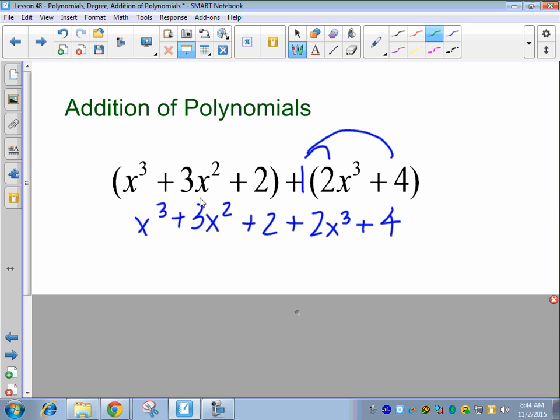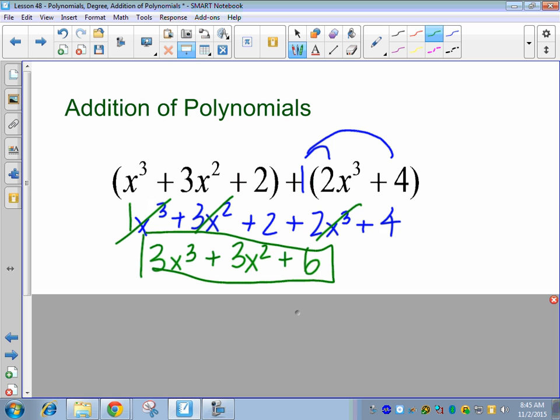So first I'm going to look at my x cubed. I have 1x cubed, and I have a 2x cubed over here. So total I have 3x cubed. I kind of like to cross them off as I go. You don't have to do that, just to make sure I get everything accounted for. And then I'm going to go to my x squared. So I'm going to have 3x squared, because it's the only x squared. And I have 2 and 4. 2 plus 4 is 6. So we're going to add it.